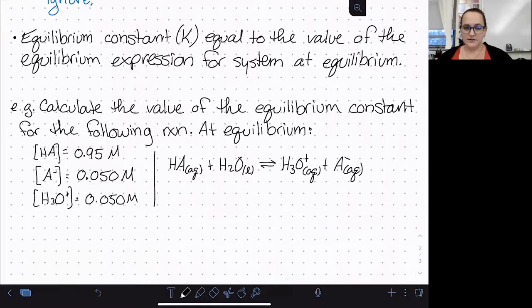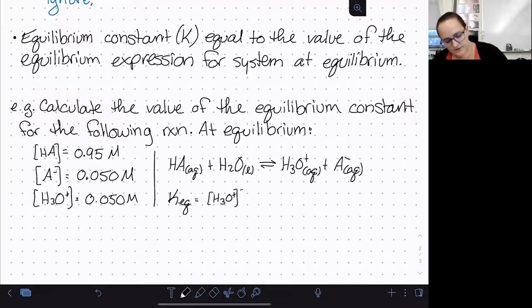So the first thing we need to do here is write our equilibrium expression for this reaction. So starting on the product side, we have the hydronium ion, H3O+, with a coefficient of 1, times this A- ion with a coefficient of 1, so both of those have exponents of 1. On the reactant side, we have HA, so we'll do the concentration of that in the denominator, and then water is a liquid, so it gets ignored.